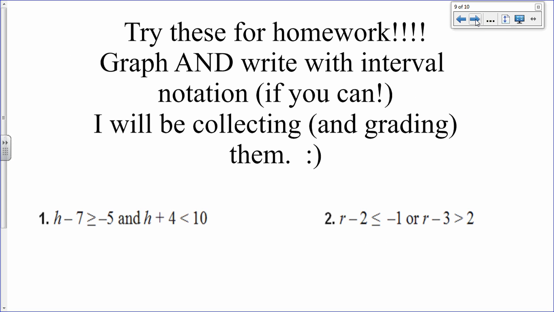Okay, I want you to graph these two problems and write them with interval notation if you can. I'm going to be collecting them and grading them, so make sure you get them done. Do your best.